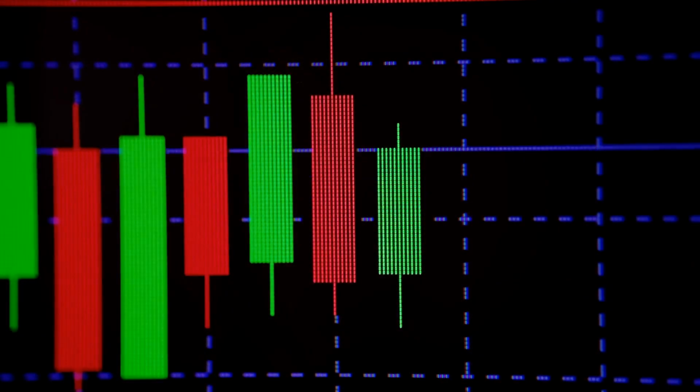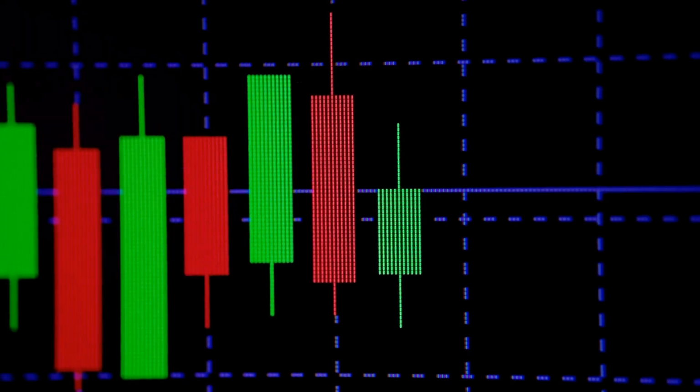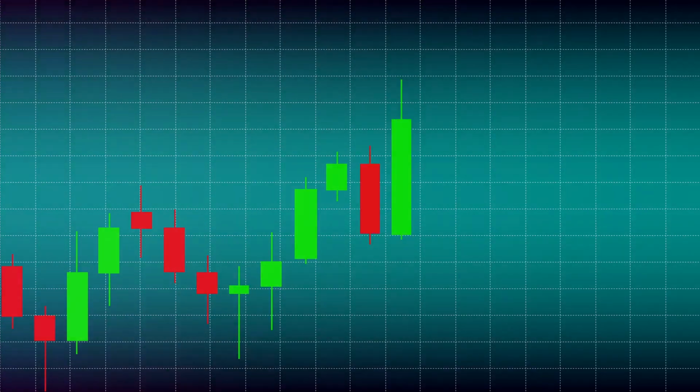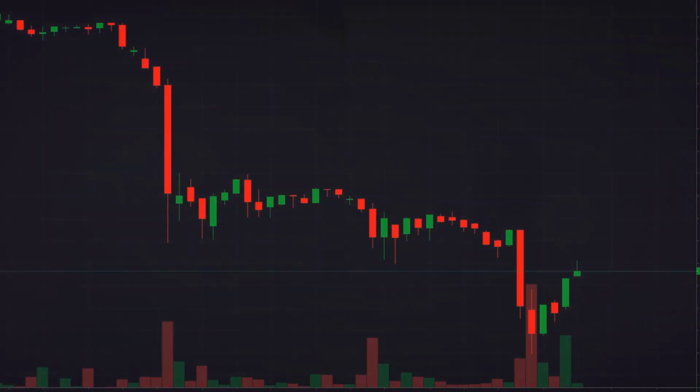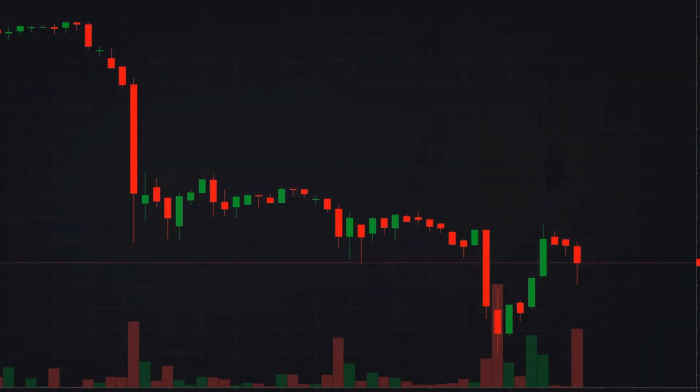This box, known as the body, represents the range between the opening and closing prices during a specific period. The thin lines, or wicks, extend from the body to the highest and lowest prices reached during the same period. The opening price is where trading starts for the period, while the closing price is where it ends.